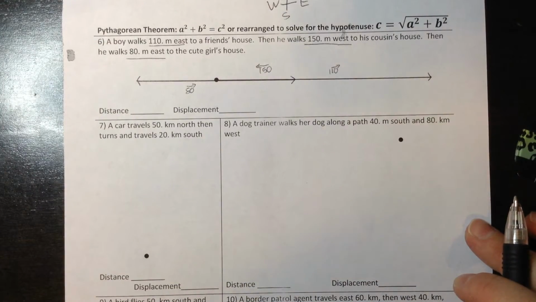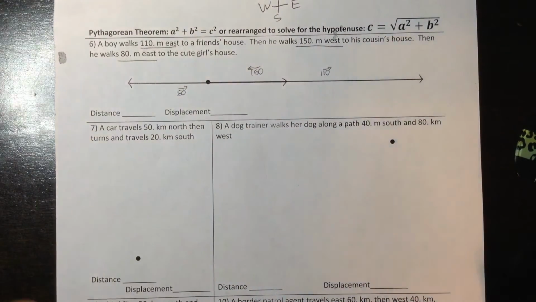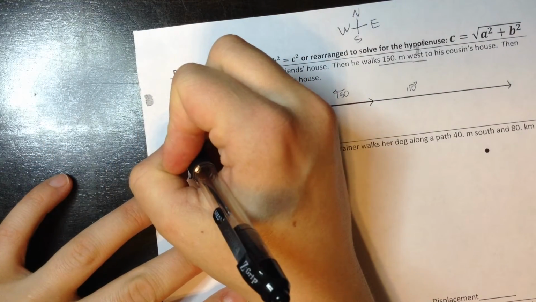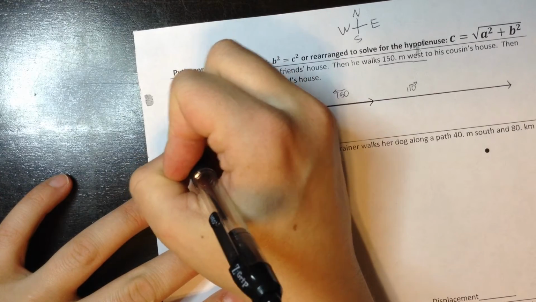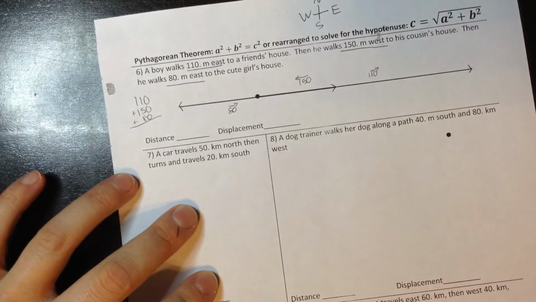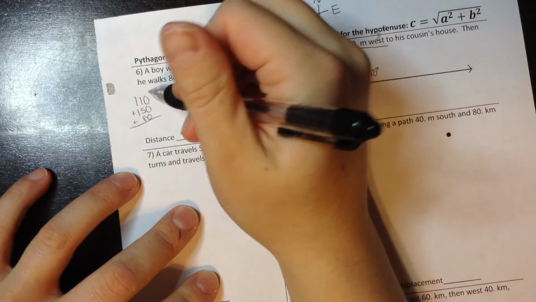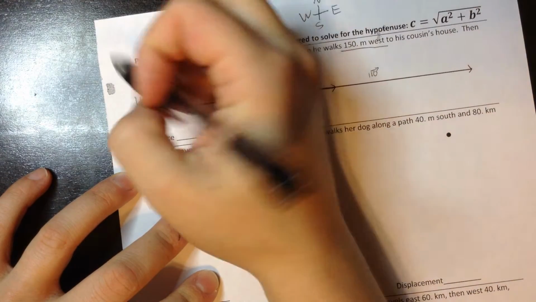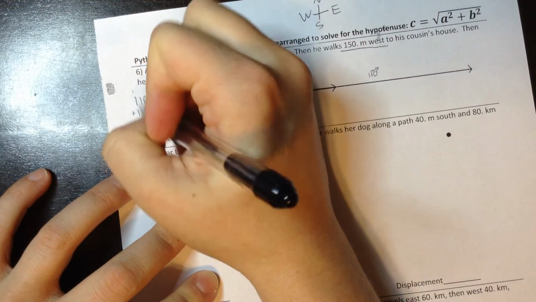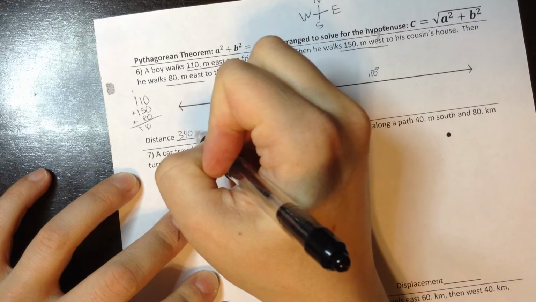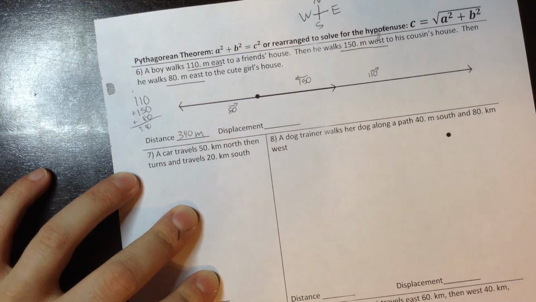Okay, so what is his total distance? Done a lot of walking. 110 plus 150 plus 80. Okay, you just add them up. So 1 plus 5 plus 8, that's going to be 14. 340 meters is going to be his distance. Okay?